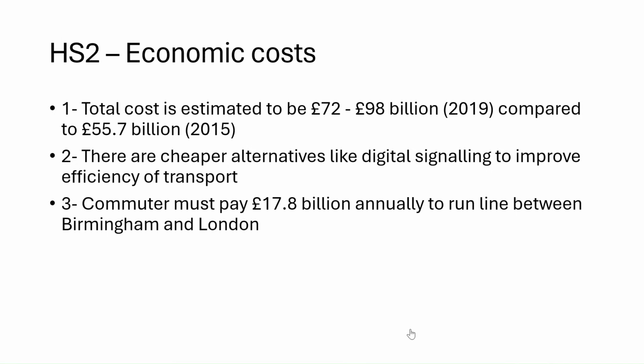The total cost was estimated to be 72 to 98 billion pounds in 2019, compared to 55.7 in 2015. If you remember watching the news, they always talk about HS2. The budget was always increasing because there was so much to do. And there are cheaper alternatives for making more efficient transport systems, like digital signaling. So you can say perhaps the UK could have invested in something different. And commuters collectively must pay 70.8 billion annually to run the line between Birmingham and London. So it was going to be very expensive, and I would assume it's very expensive already. I don't see it being a very cheap thing to take.